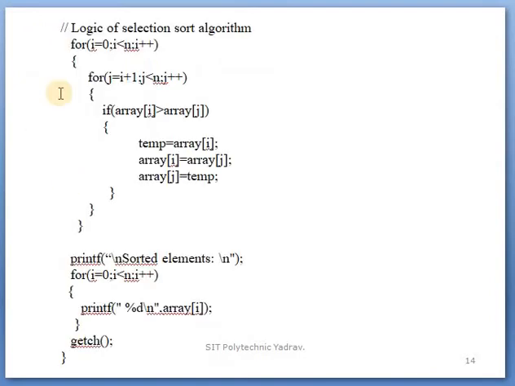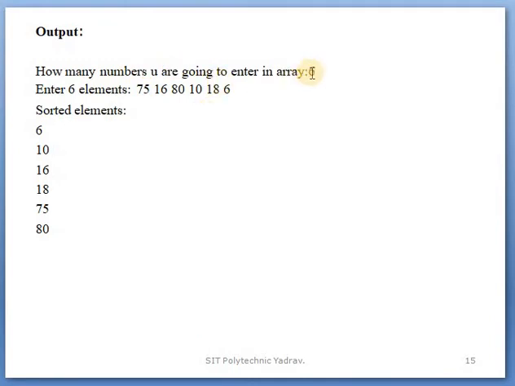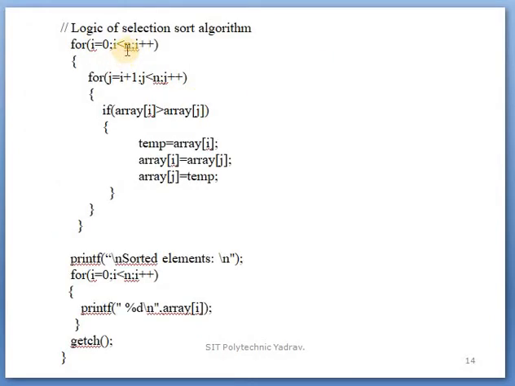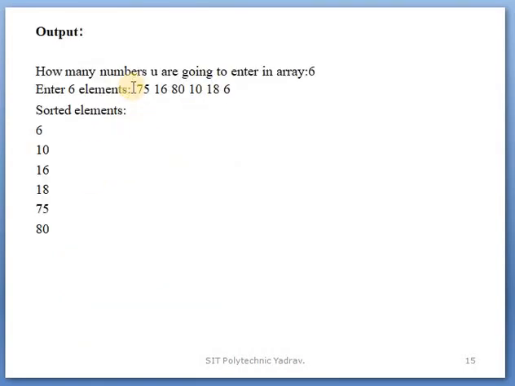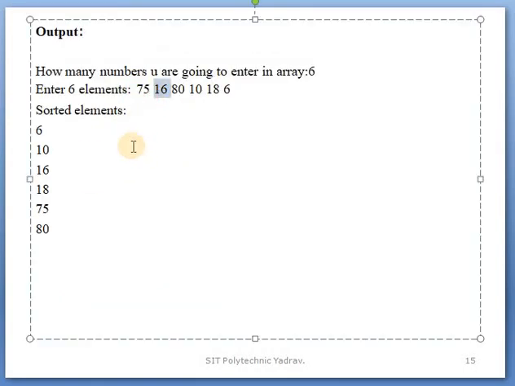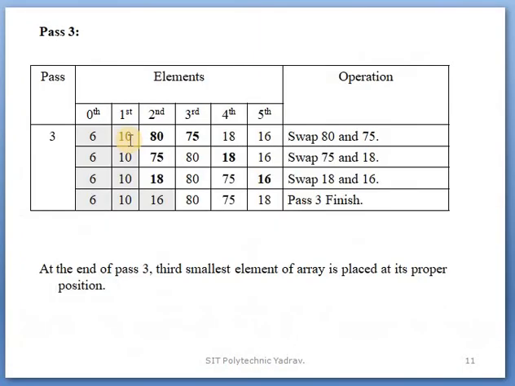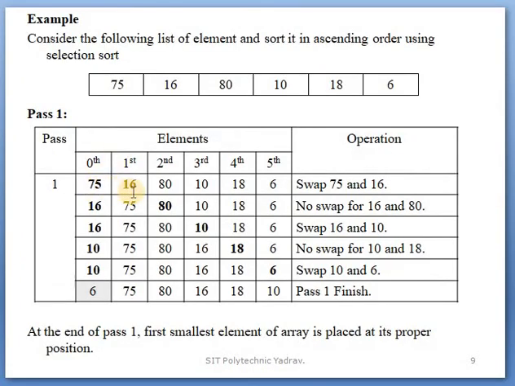Okay, in that logic, i is equal to 0. i less than 6, n is 6, so the condition i less than n is true. In the inner part, j is equal to i plus 1, that is 0 plus 1, so j is 1. 1 less than n, 6, is true. Going into the inner part, i means the 0th position and j means 1, so at the 0th position, 75 is compared with 16. In pass 1, 75 is compared with 16.